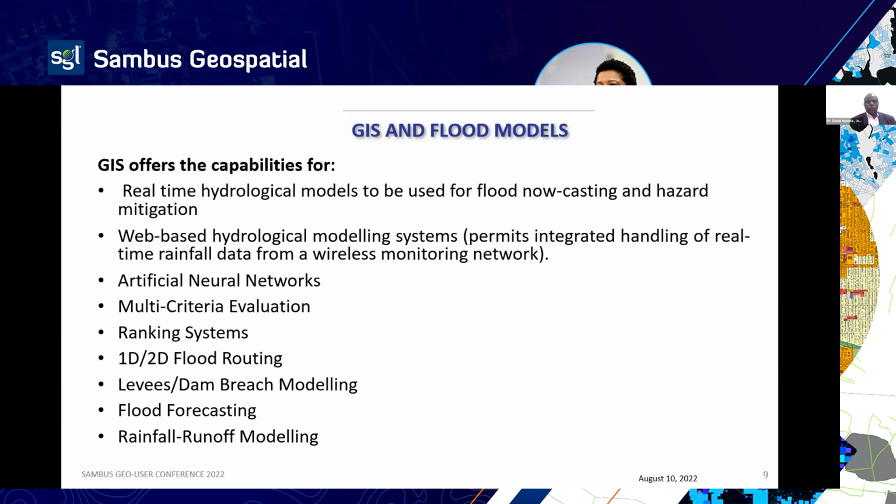Then also, GIS offers the capability for levee or dam breach modeling, especially in those areas where there is likelihood of earthquakes, earth tremors, or volcanic activity, or even when you have extreme unpredictable rainfall values from time to time. Then it becomes very necessary to predict what may likely happen if a dam breaches. Then, of course, GIS also offers the capabilities for flood forecasting and rainfall-runoff modeling.